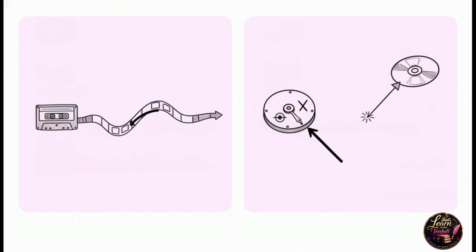In sequential access, the hardware is forced to access the data in a very particular, strict sequence. If you want to reach data that's stored right in the middle of a magnetic tape, the drive literally has to physically pass through all the preceding data just to get there.